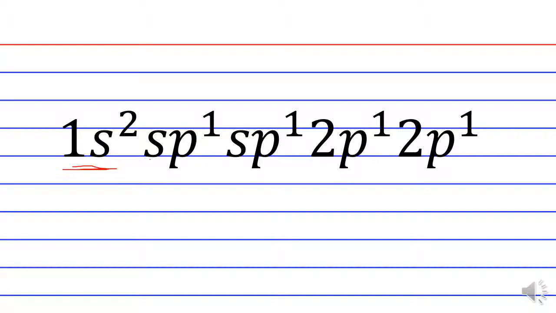So this is sp1, another sp1, and then there's going to be 2 p orbitals left over, okay, and only 1 electron is going to occupy the unhybridized orbitals. So this is carbon's orbital configuration in an sp hybridized bond.